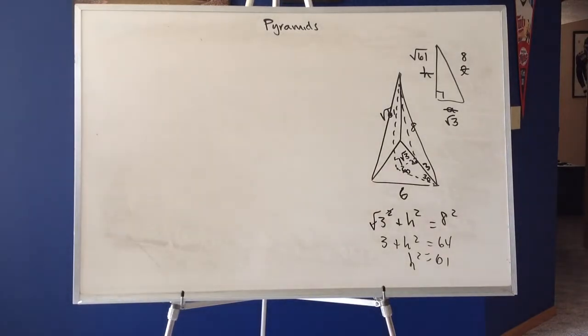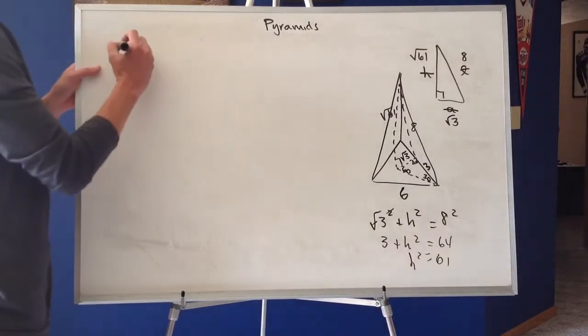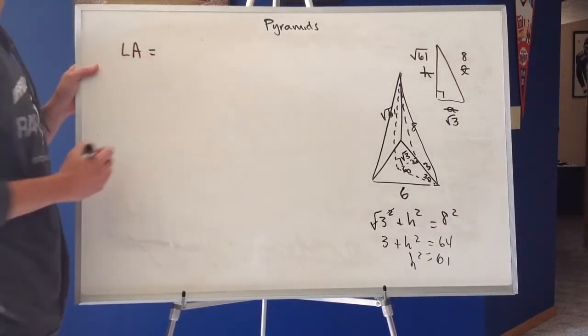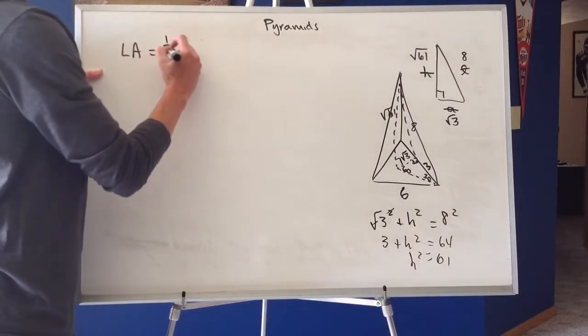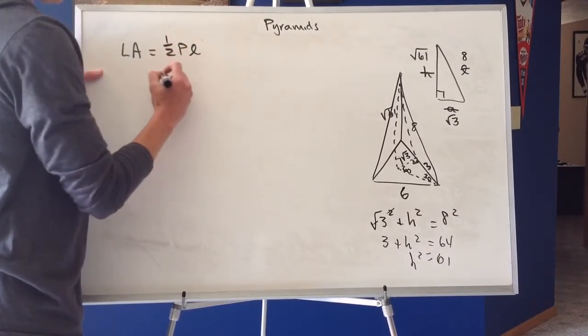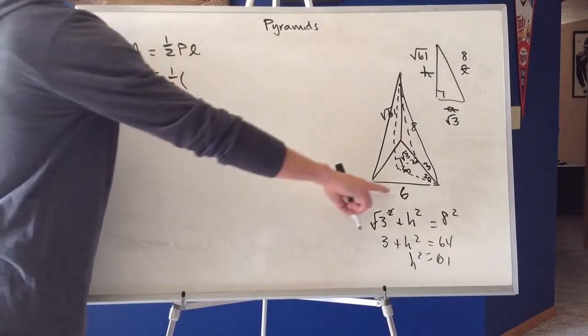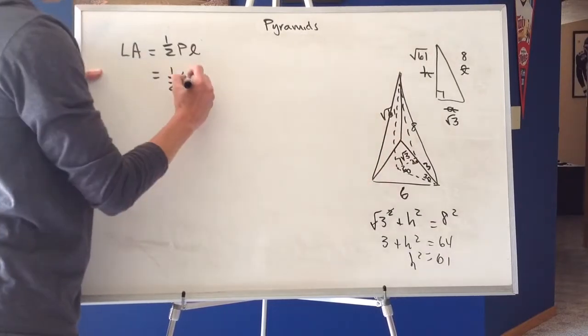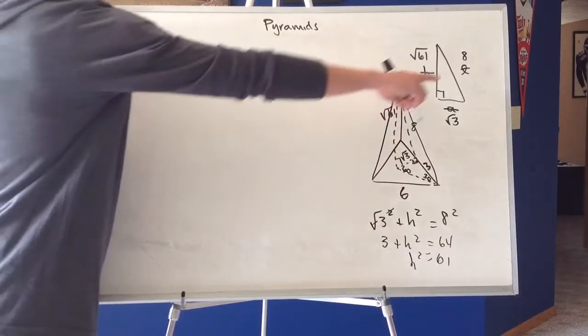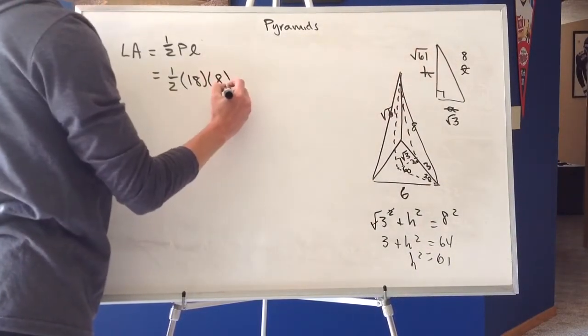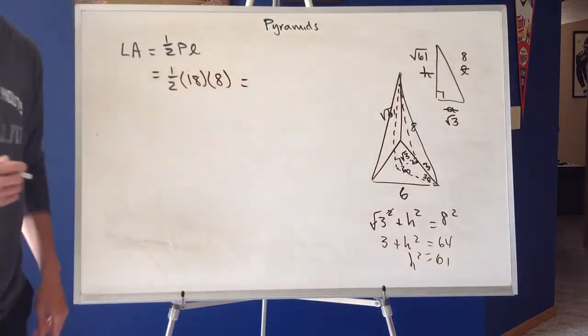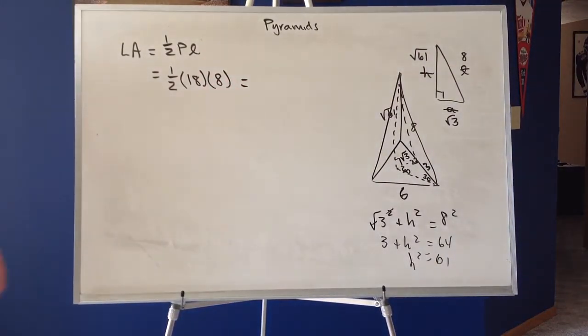So once you have those pieces, then the rest of it is fairly easy. I shouldn't say easy, but easier than that stuff we did before. So it'd be 1/2 perimeter times slant height. One side was 6. 6 times 3 would be 18. Slant height was given to us as 8. Multiply those and you'll get 72.